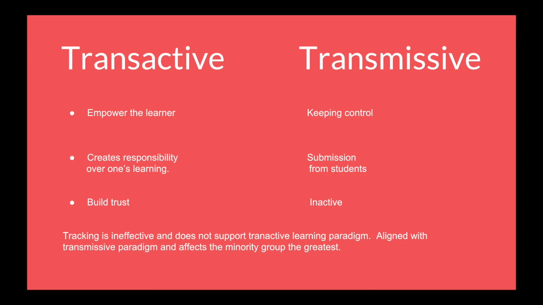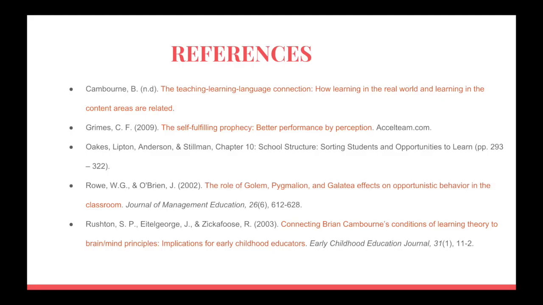So in closing, I just want to state that tracking, or sorting and grouping students, has been ineffective and operates on oppressive theory based on low expectations, and mostly affects minority groups. It also leads to transmissive learning, which does not support Cambourne's conditions, as we learned in this section.